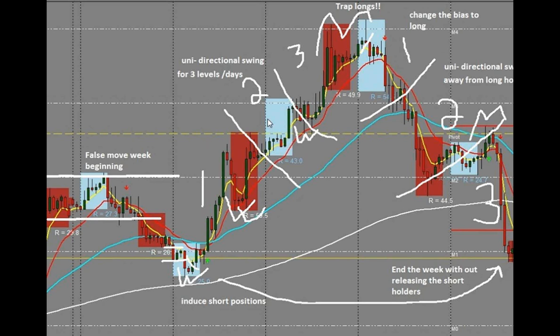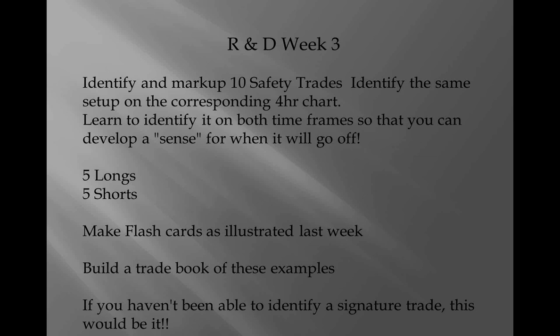weekly cycle charts using the 4-hour or the hourly. Okay, let's discuss what our opportunities were in our assignments for research and development. Week 3. You were asked to identify and mark up 10 safety trades. Identify the same setup on a corresponding 4-hour chart. So you can do it on the hourly or the 4-hour. Learn to identify it on both time frames so that you can develop a sense for when it's going to go off. You were asked to do 5 longs and 5 shorts.